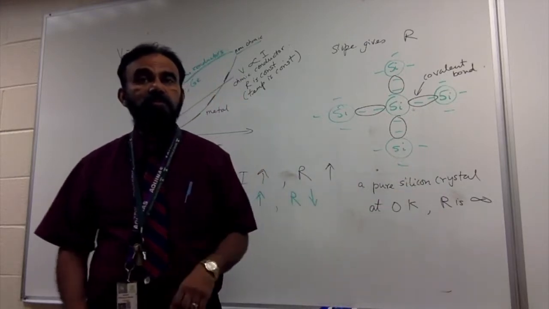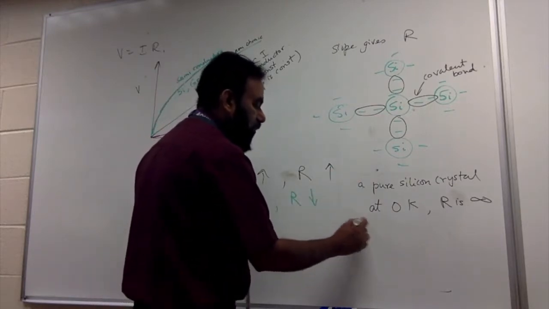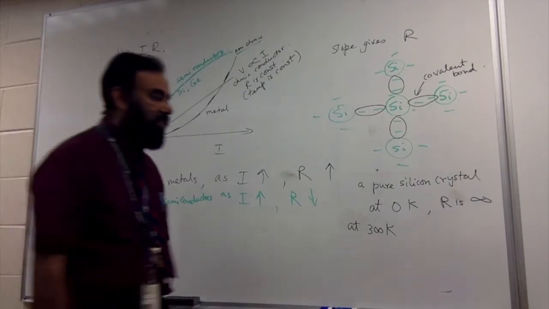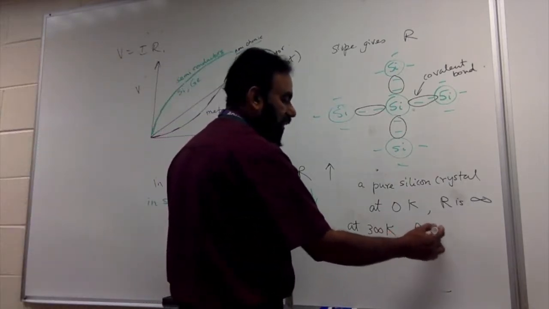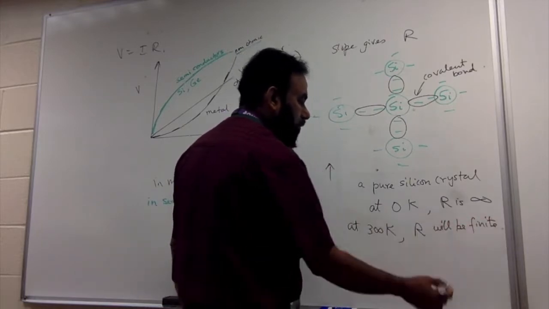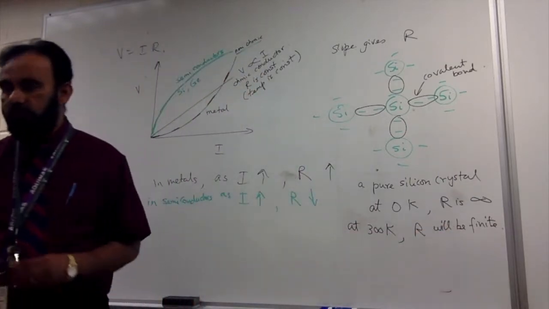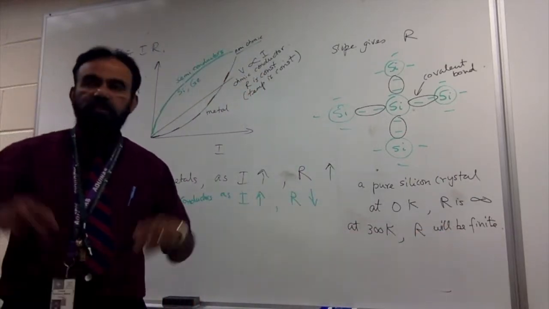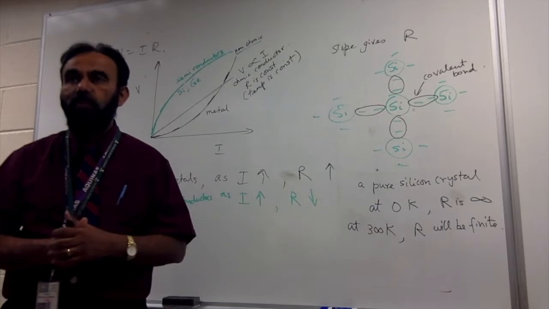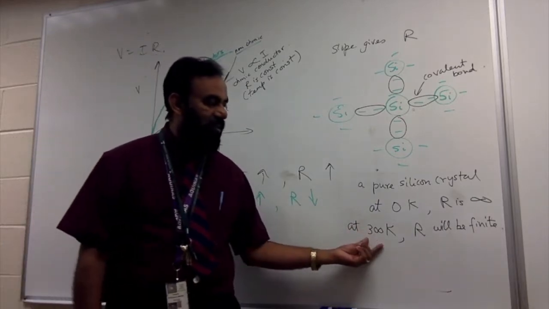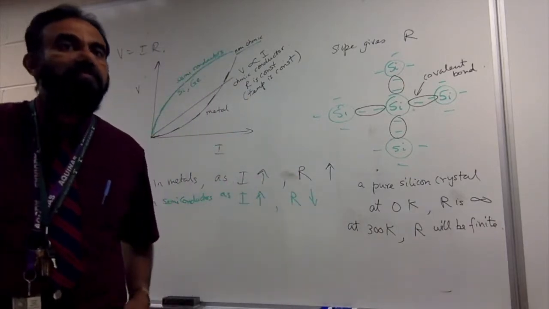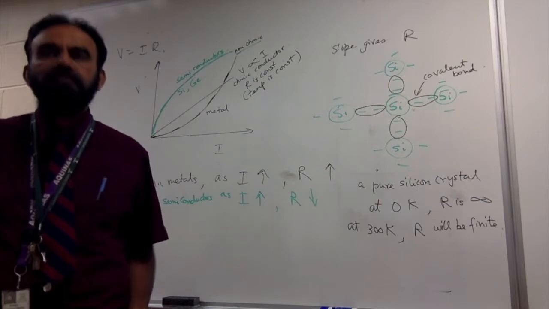However, at room temperature, what is room temperature? At 300 Kelvin, which is room temperature, resistance will be finite. That means there will be some resistance, probably in kilo ohms, mega ohms, something like that, but it is a finite value, it's not infinite, it's not an insulator anymore. So what's happening at 300 Kelvin? Resistance is a finite value. Break up, yes. That's what happens.